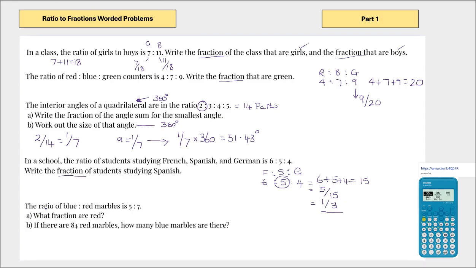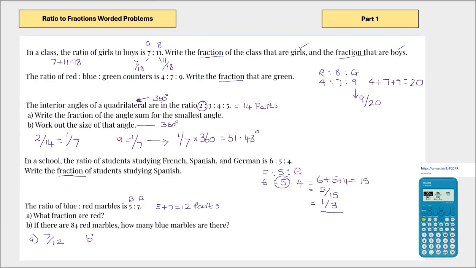And then your old classic: the ratio of blue to red marbles is 5:7. What fraction are red? And if there are 84 red marbles, how many blue marbles are there? So let's sort out this bit first. We have 5 plus 7, so that's 12 parts. What fraction are red? Well, we know that this is blue and this is red. So the fraction of red is simply 7 over 12. That was easy.